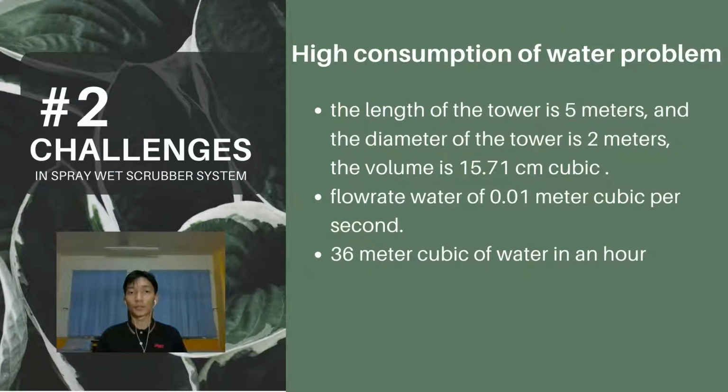Next is the challenge of high water consumption. Essentially, a spray wet scrubber system has a volume of 15.71 meter cubic. As the flow rate calculation is done, it is estimated to use a huge amount of water, which is 36 meter cubic per hour.